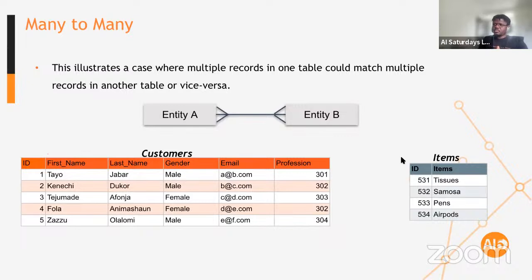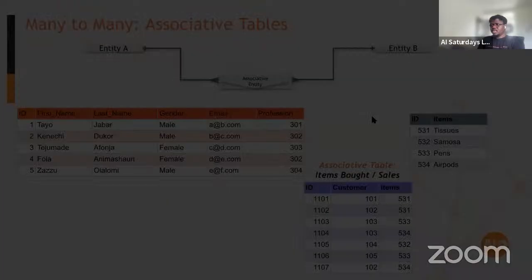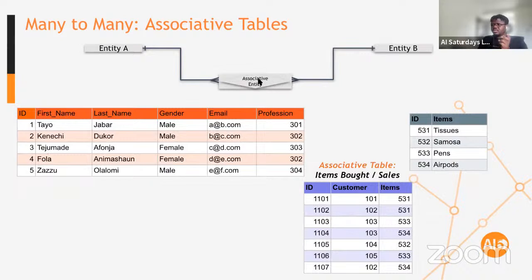So in comes what we call associative tables, right? So this is how it works. You can break down your many-to-many relationship. You could break it even further by introducing an associative table, right? So what it is basically telling us is that you could write the relationship such that for your entity A, it could match multiple records in your associative entity, and multiple records in that same associative entity could match a single record in entity B.